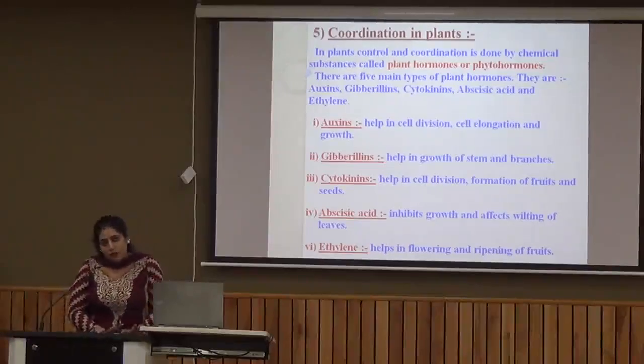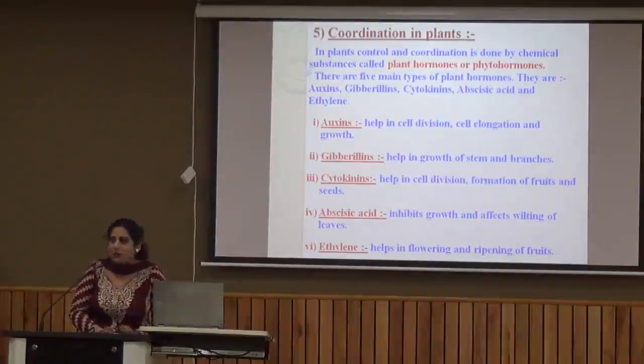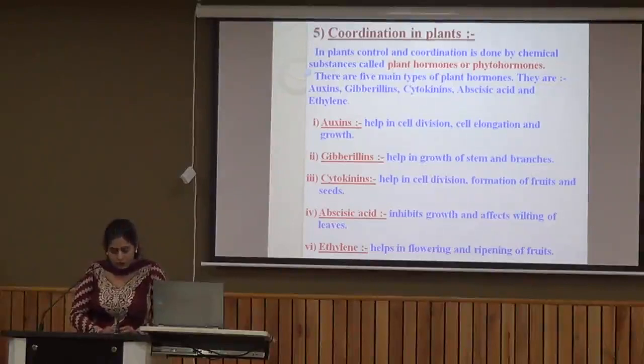Now these 5 hormones, definitely they are for growth, but some initiate the growth, some inhibit the growth. So some are promoters and some are inhibitors. First, the basic and most important hormone is auxin, which helps in cell division, cell elongation as well as growth. Second, gibberellin helps in the growth of stems and branches. Cytokinin helps in cell division, formation of fruits and seeds.